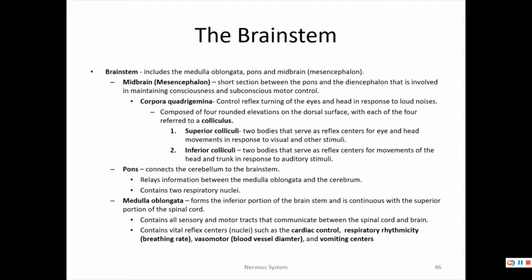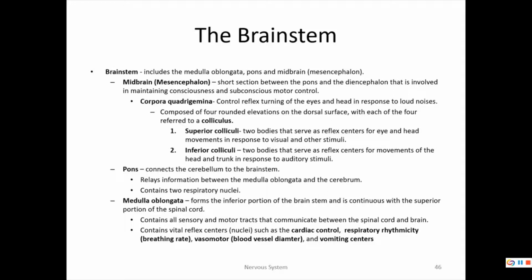The medulla oblongata is the bottom of the brainstem, the inferior-most part, and it attaches to the spinal cord. It is the choke point for all ascending and descending sensory and motor tracts. If it comes through the spinal cord to the brain, and from the brain to the spinal cord, it must go through the medulla oblongata.